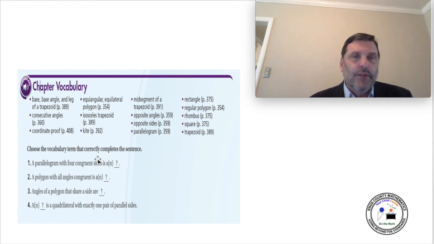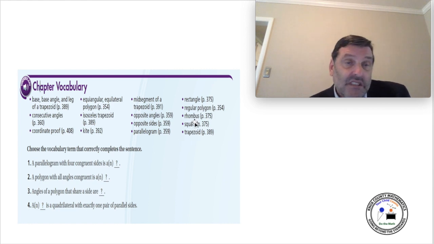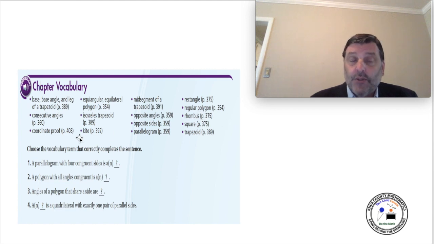And if you can look back from the previous slide, you can see which vocabulary would fit. You could look at a parallelogram with four congruent sides. Well, I wonder what that would be. Well, a square has four congruent sides. A rhombus has four congruent sides. So it could be either one of those. The answers to these four questions are in your packet, but it gets your mind stirring with vocabulary.